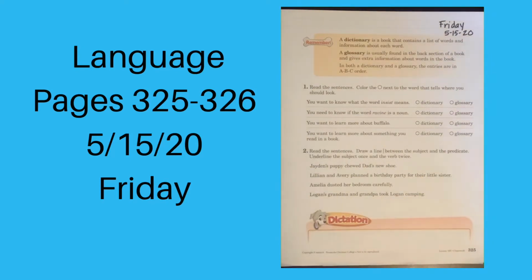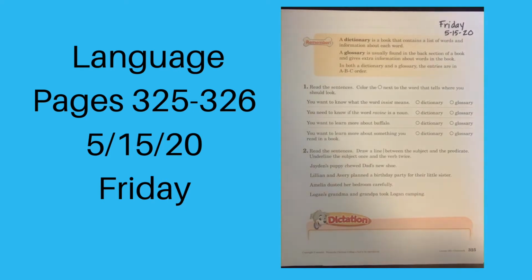It is Friday and we are going to go over your language page 325 and 326. We're back to talking about a dictionary and a glossary. A dictionary has a list of words and information about each word, and a glossary is usually found in the back of a book, and that gives extra information. And in both the dictionary and the glossary, entries or the words are in ABC order.